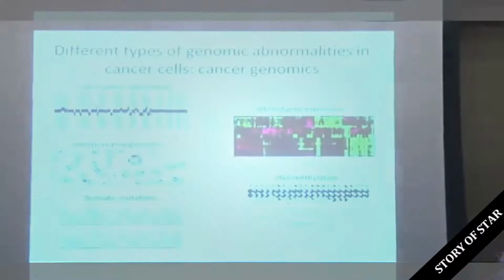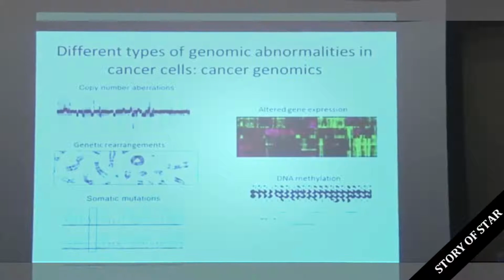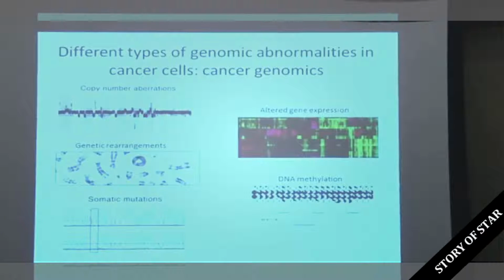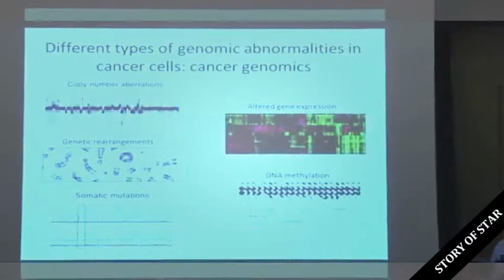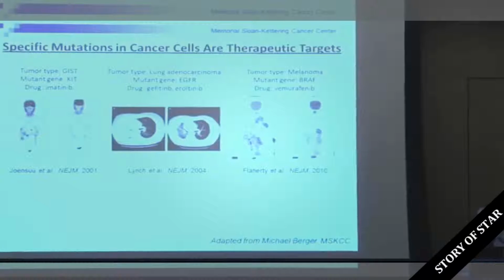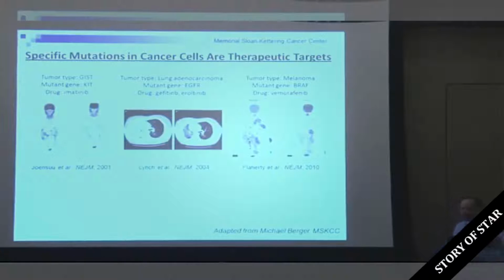Some of the common types of genetic alterations in cancer are shown in a very schematic way here. So, copy number changes, meaning your cancer cells have an extra piece of some chromosomes, or they lose some pieces of other chromosomes. Genetic rearrangements, mutations, so changes in the sequence of your DNA in specific genes, changes in the expression of specific genes, as well as other changes that regulate gene expression.